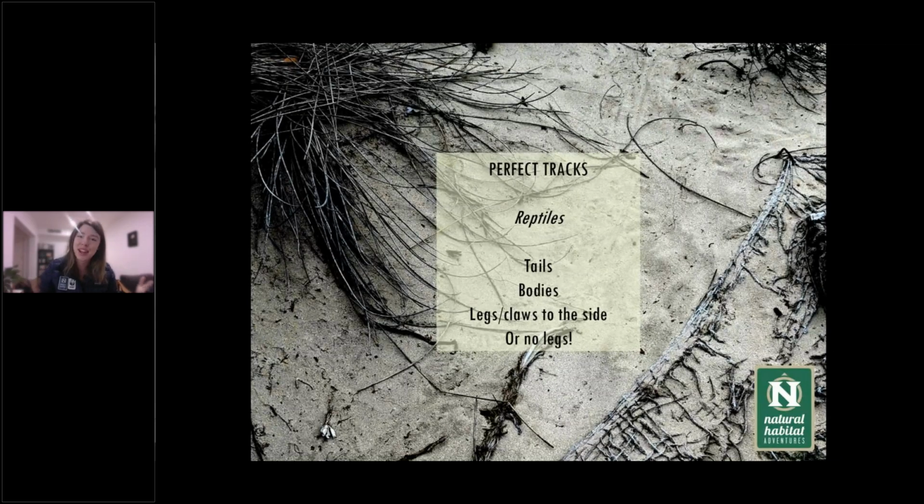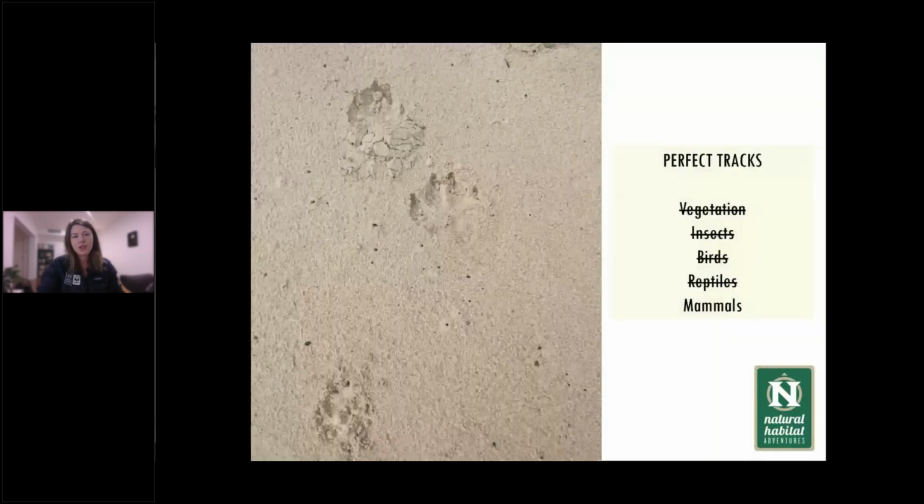Or we're going to see no legs if we have a snake. Snakes will have that beautiful S, but sometimes they have more of just a pushed out ripple on either side. But we're going to see that drag throughout the sand. So if we're not looking at these examples, we're pretty happy that it's not vegetation, not insects, not birds, not reptiles, they're all a little bit more distinct. We can move on to mammals.